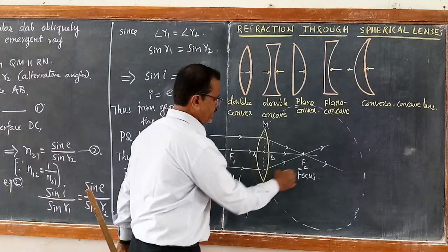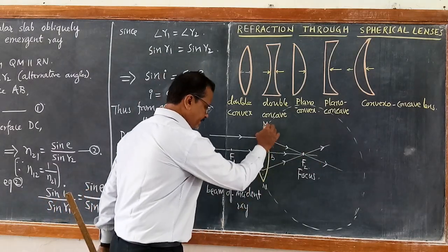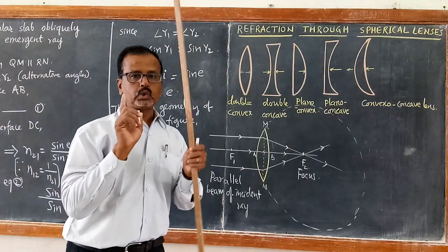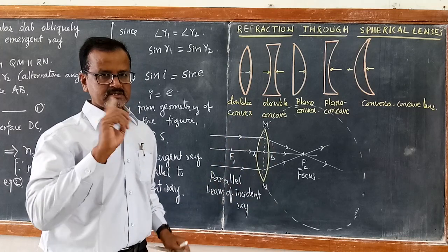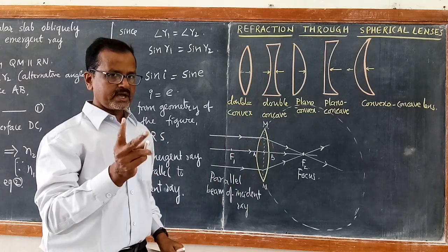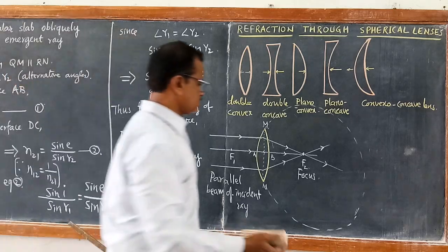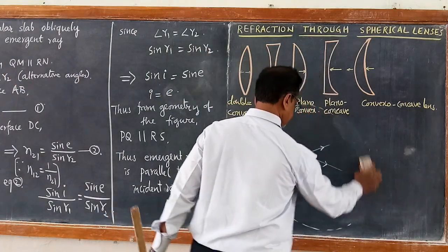So MAN has got one radius. Similarly, MBN also has got another radius. Accordingly, it will be having two centers of curvature, C1 and C2, and two foci, F1 and F2. That we will see later.